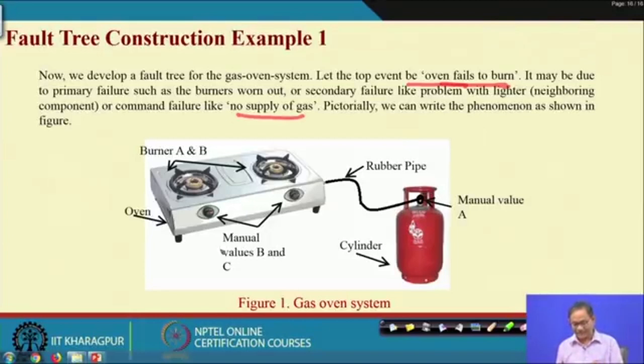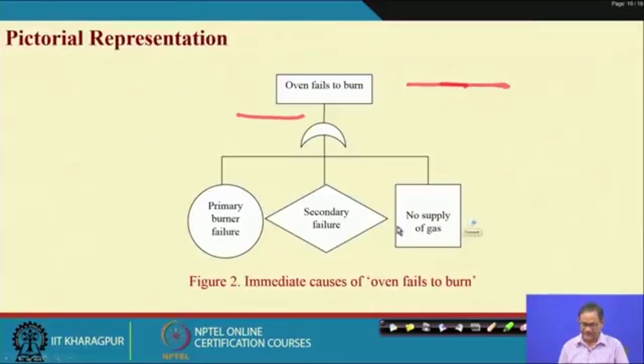So, why is the burner not getting the gas? Then you may find out that there is a common failure. Common failure why? Because the component may not be able to supply gas. Using this PSC concept, what we finally find out is: oven fails to burn, primary burner failure, secondary failure may not be known, and no supply of gas. This is the common failure. So, no supply of gas is the common failure.